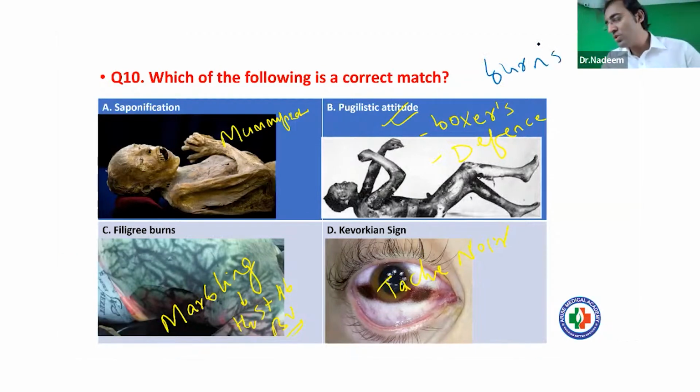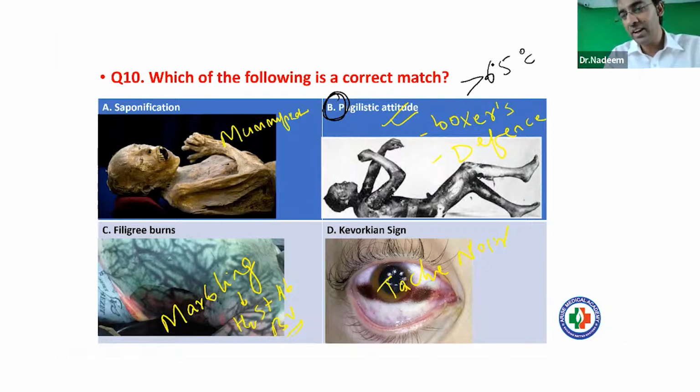And this is happening because of what? This is happening because of protein coagulation. So the right answer is B only. Right answer is B. See, this will be seen in burns, whenever the temperature is more than 65 degrees centigrade, even in burns or in high voltage electric current, right?